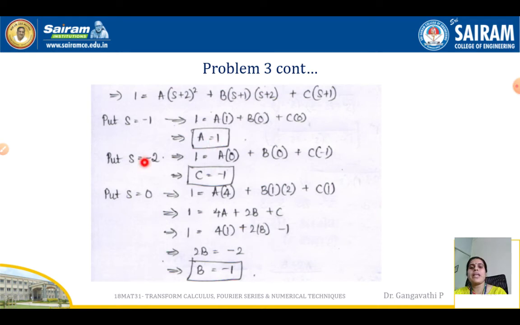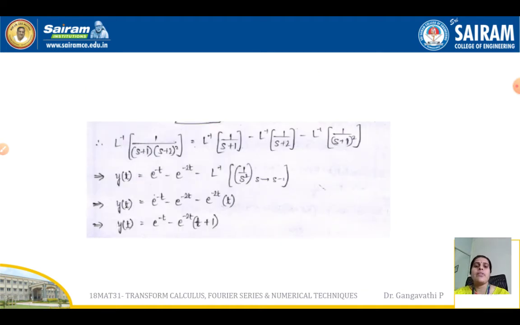Substitute s is equal to minus 2 in this equation. So you get a value of c is equal to minus 1. And if you put s is equal to 0 in the same equation, we get the value of b is equal to minus 1. Substitute these values of a, b, c in your previous equation, and you will get this, and apply L inverse on both the sides. This is the equation we get.